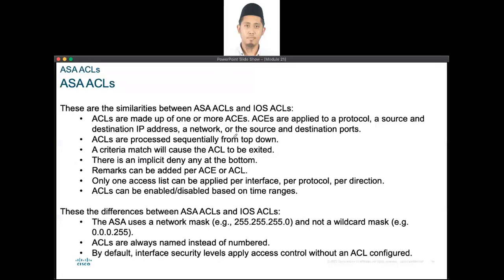Next, 21.4 ASA ACLs. These are the similarities between ASA ACLs and IOS ACLs. ACLs are made up of one or more ACEs. ACEs are applied to a protocol, a source and destination IP address or network, or the source and destination port.